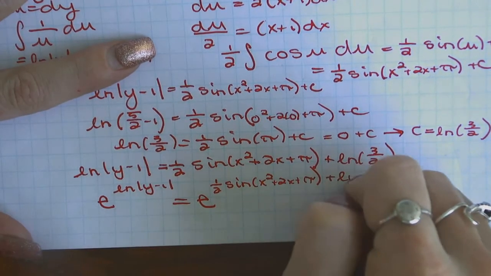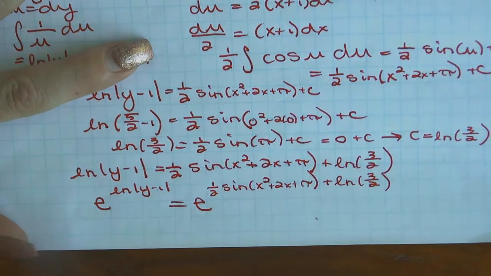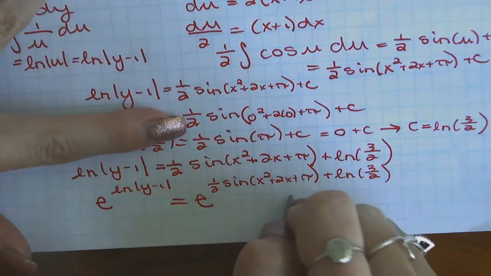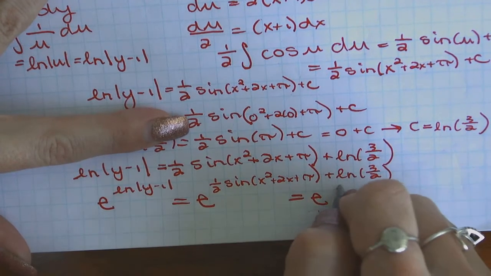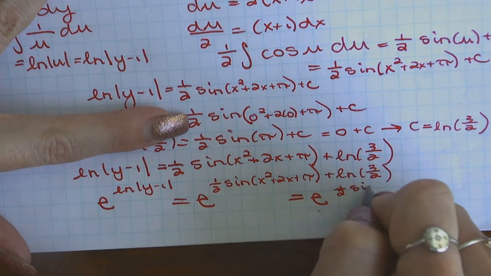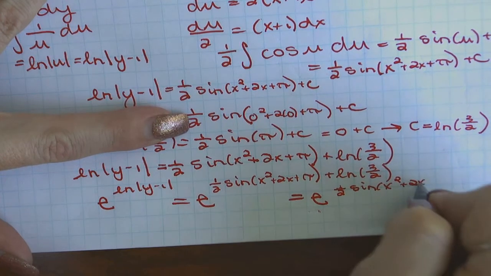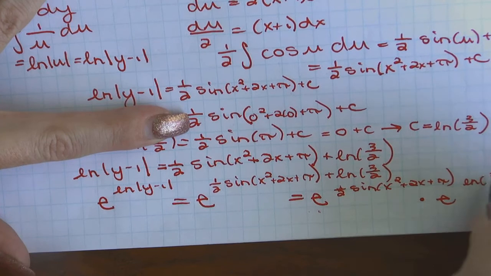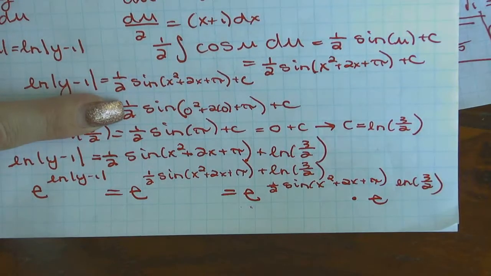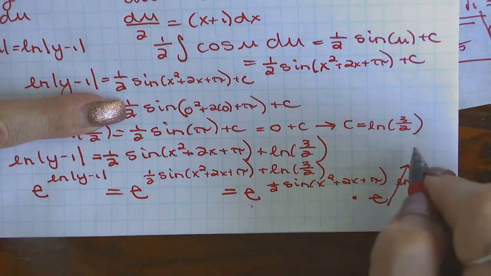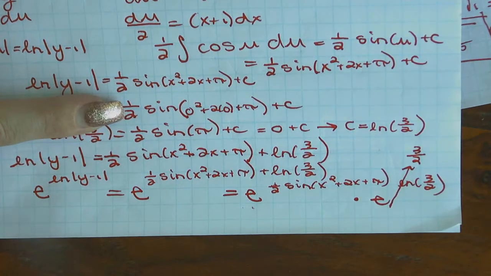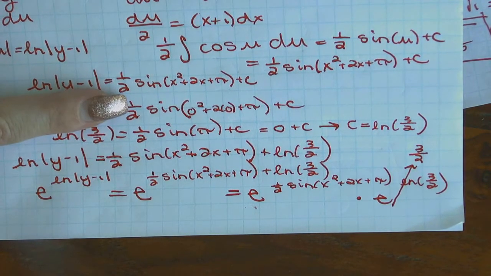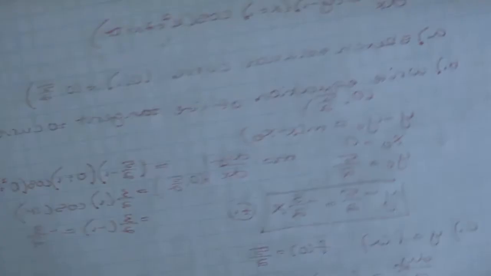It would be plus, okay, fine, I won't skip that step. Plus ln of 3/2, which can be rewritten as e to the 1/2 sine of x squared plus 2x plus pi times e to the ln of 3/2. That's how I can rewrite these guys. And hopefully I know that e to the ln of 3/2 is 3/2. So I'm going to move on to the next page. Actually, I'm going to go on to the back side to continue this problem.